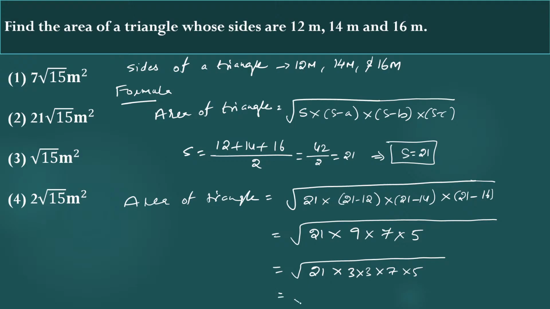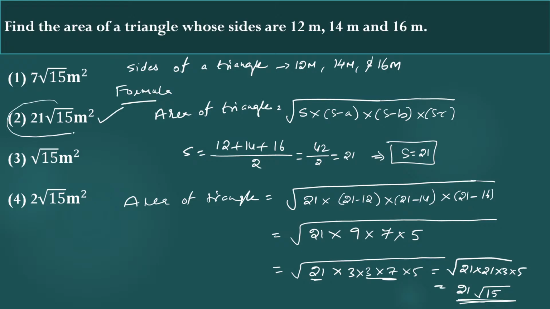Here 7 times 3 is 21, and 3 into 5 is there. So 21 square gets cancelled, we get 21 root 3 into 5, which is 15. So 21 root 15 is the area of the triangle. So option 2 is correct. Option 2 is correct. Okay, right.